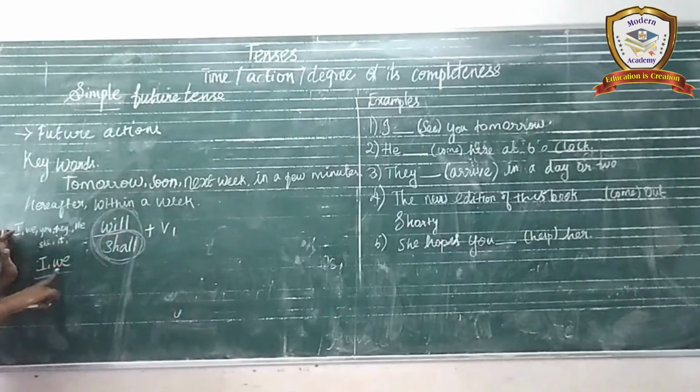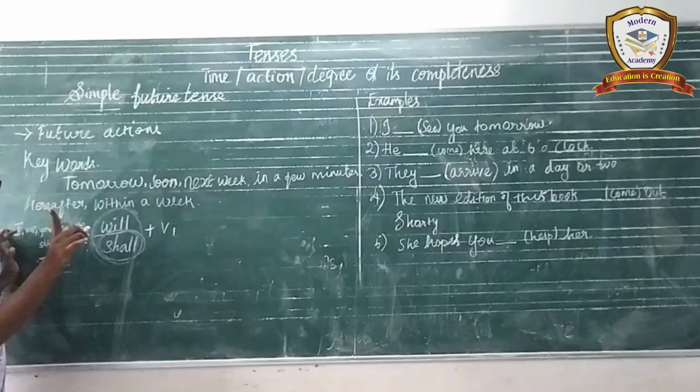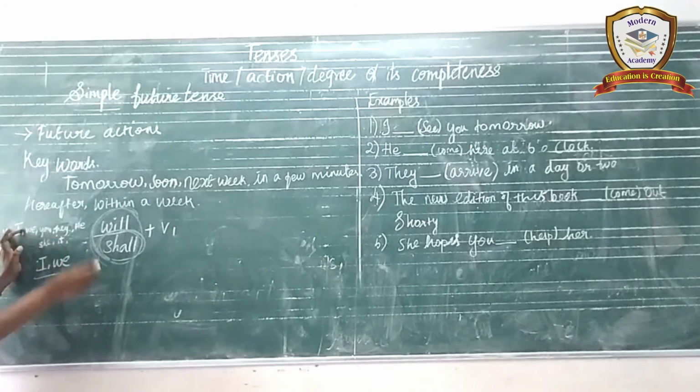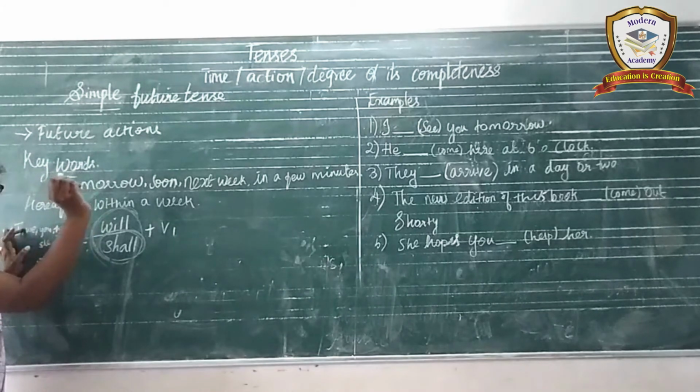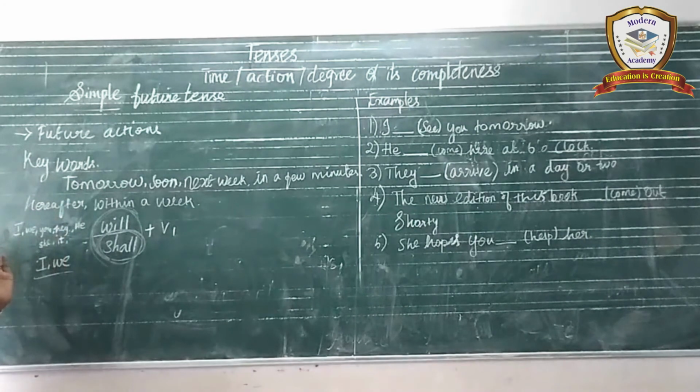If the subject is I and we, we should use the simple future tense verb shall. And will is also correct in many uses, with sentences which express determination, surety, promise. Understand? You don't get confused. Shall is shall.